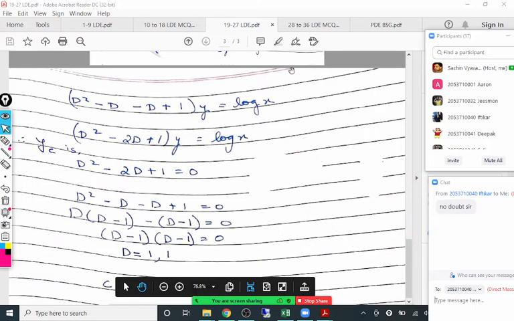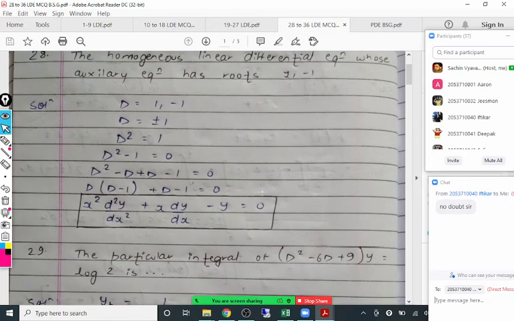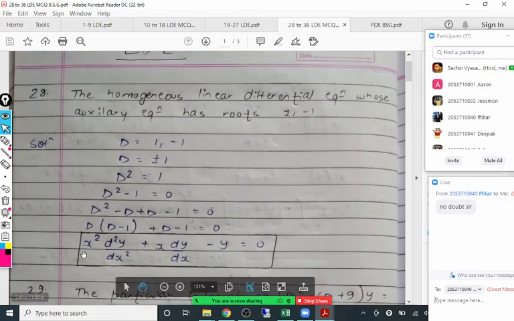So come to the last set then. I think the last set was completed by Ankur. So here, question number 28. The auxiliary equation has the roots +1 and -1, and we want the homogeneous linear differential equation. Homogeneous linear differential equation whose auxiliary equation is this. I think somewhere he made a mistake. Why is x multiplied here? Is that in the options?